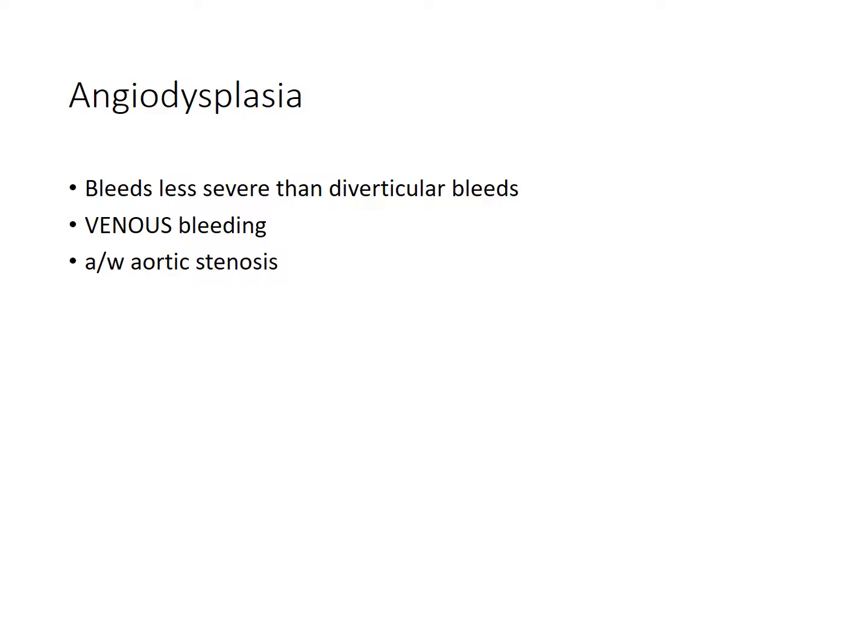Angiodysplasias. These are venous bleeds, so they're not as severe as diverticular bleeds. They have an association with aortic stenosis. If you repair the aortic stenosis, your angiodysplasias will likely resolve.